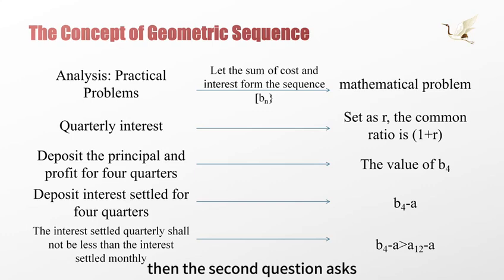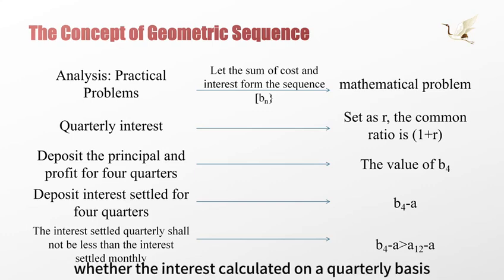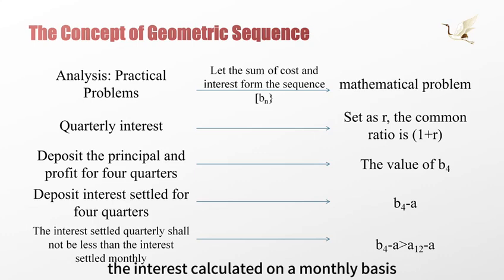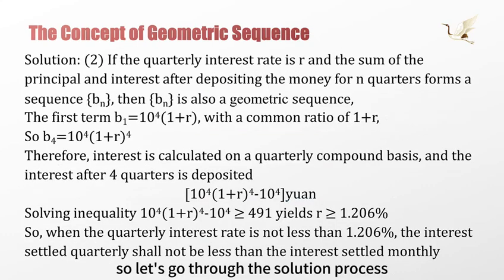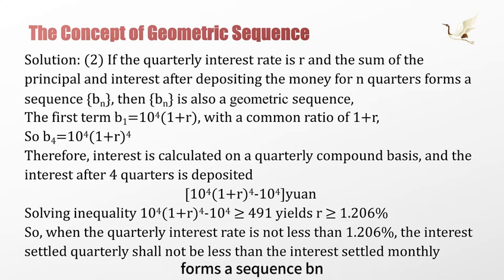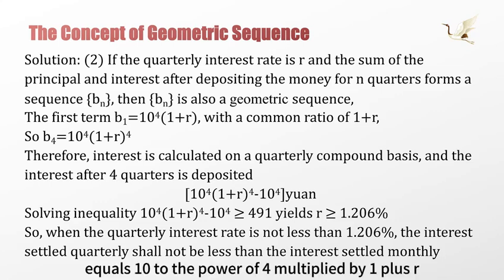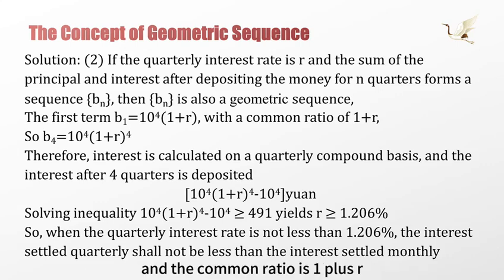Then the second question asks whether the interest calculated on a quarterly basis is not less than the interest calculated on a monthly basis. That should be b_4 minus a being greater than or equal to a_12 minus a from the first question. So let's go through the solution process for the second question. Let the quarterly interest rate be r. The sum of principal and interest after depositing the money for n quarters forms a sequence b_n, which is also a geometric sequence. Its first term b_1 equals 10 to the power of 4 multiplied by (1 plus r), and the common ratio is 1 plus r.